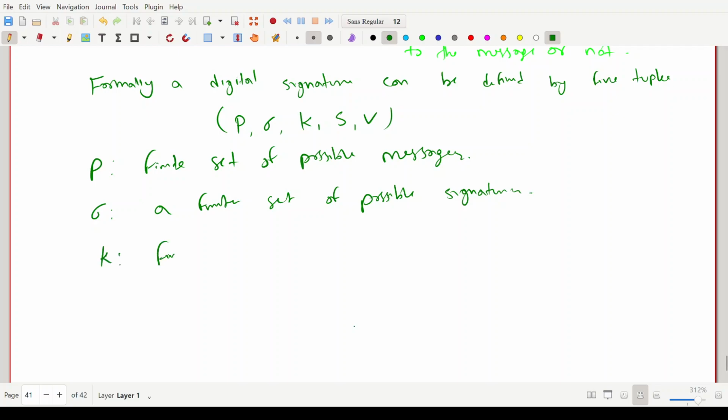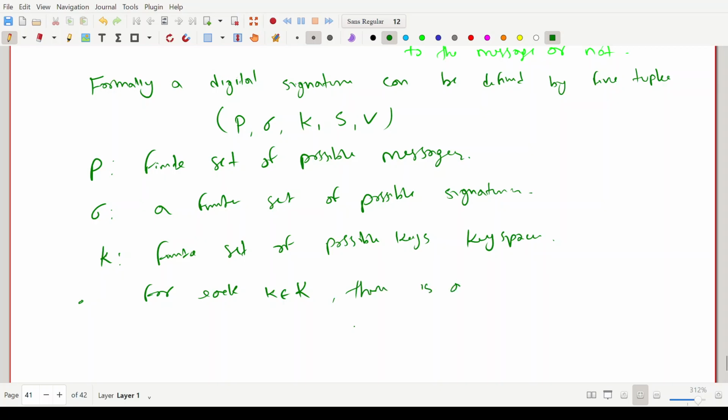K is a finite set of possible keys. We call it the key space. And for each key K belonging to the key space, there is a signing algorithm, with notation signature with the key, signature key belongs to S, and a corresponding verification algorithm.